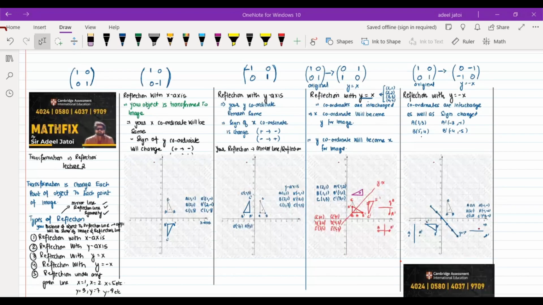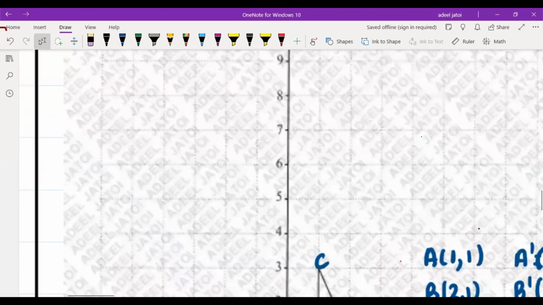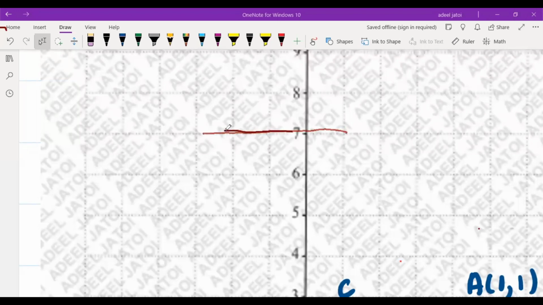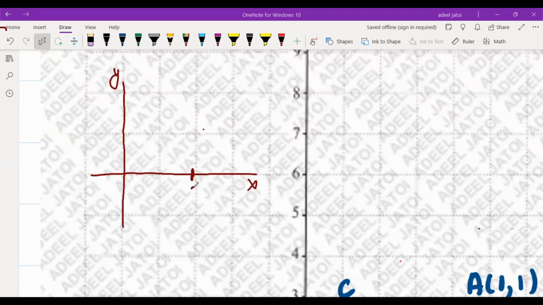Considering that if there is any reflection with any other particular line, let's just say that we have a line which is y is equal to 7. So this line will be y is equal to 7. So y is equal to 7 means horizontal line, x is equal to 3 means vertical line. So if we just say that this is your x-axis and this is your y-axis, and this is 3, your vertical line will become x is equal to 3.